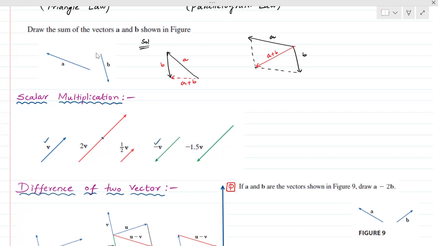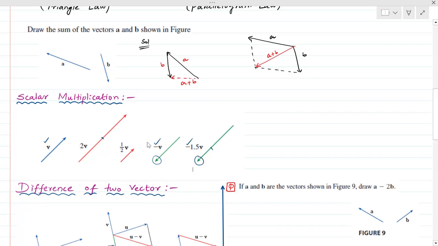Now the next one is the opposite direction, which is why it is minus v. The v is in the positive direction, and this is in the negative direction. And here, minus 1.5 v means the length of v is increased by 0.5, and since it is opposite, it is 1.5 times in the negative direction.